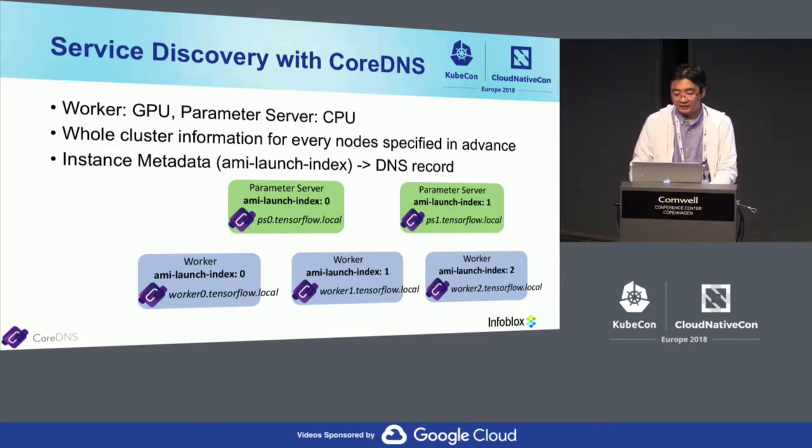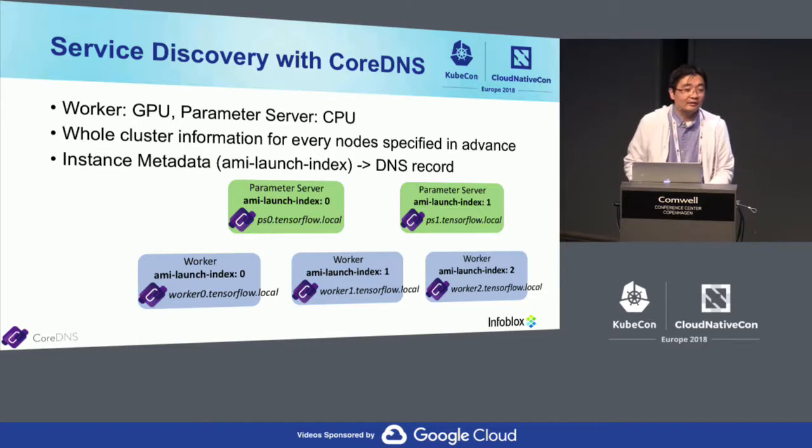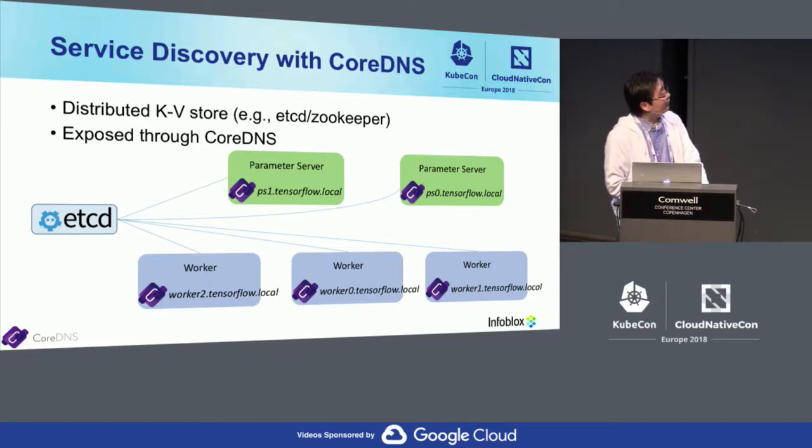We implemented several CoreDNS plugins for different use cases. One implementation relies on the AMI launch index of the EC2 instance. Launch index is part of the instance metadata and could be obtained by querying the AWS API. This method allows you to avoid having persistent storage, which is a big advantage. Another implementation utilizes etcd. It does require persistent storage, but then you don't need to depend on AWS anymore.